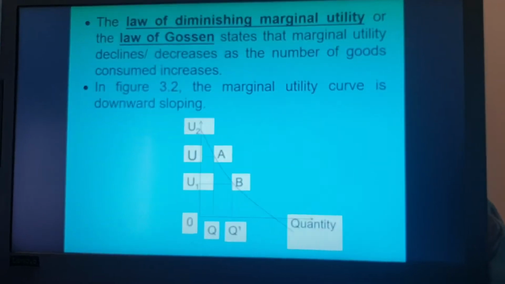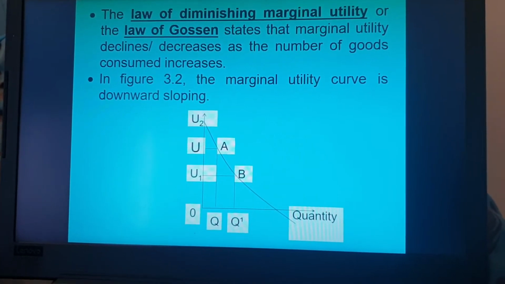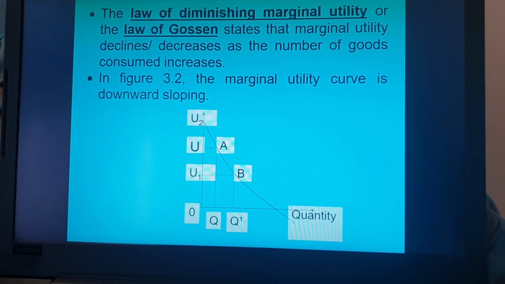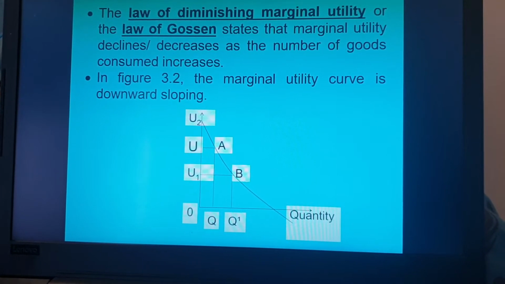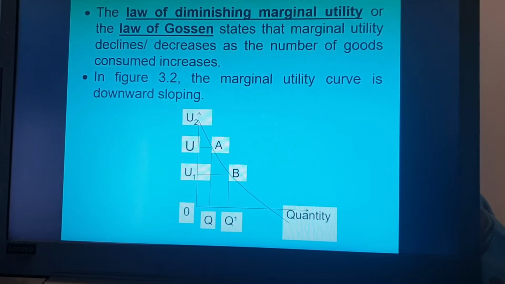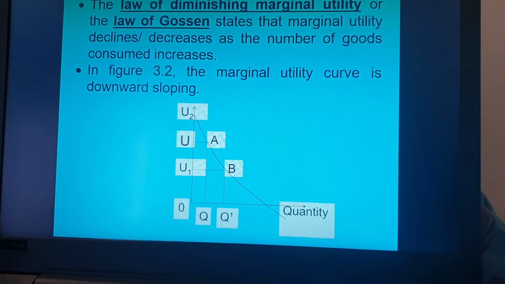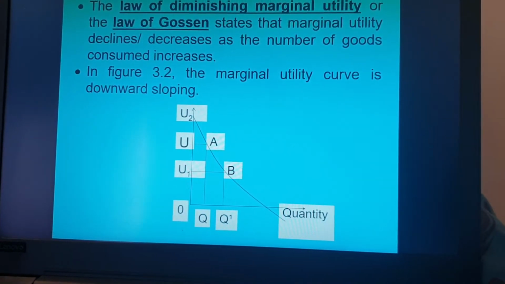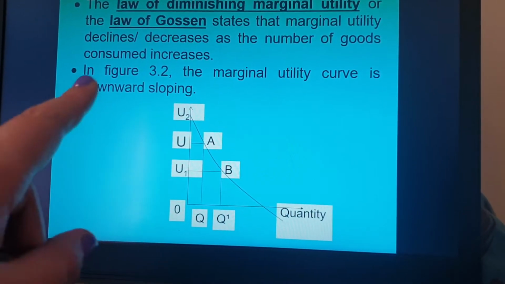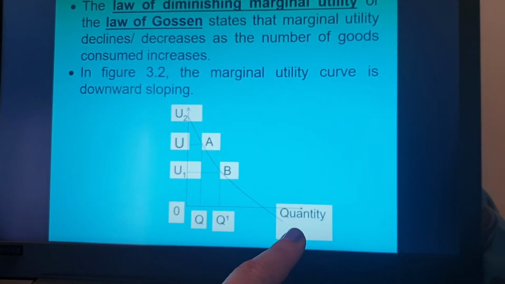Right, the law of diminishing marginal utility, or the law of Gossen. Gossen is the economist behind this theory, states that marginal utility declines or decreases as the number of goods consumed increases. In figure 3.2, the marginal utility curve is a downward sloping curve. Downward sloping meaning it starts at the top and it slopes downwards.